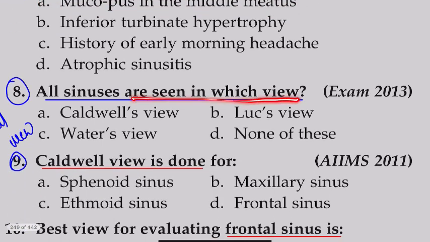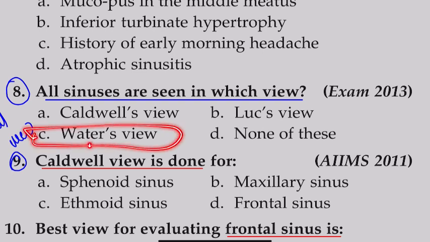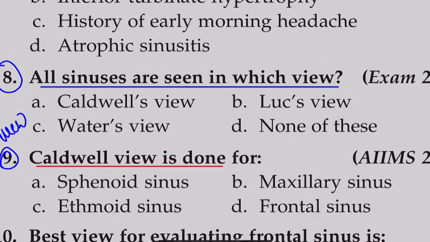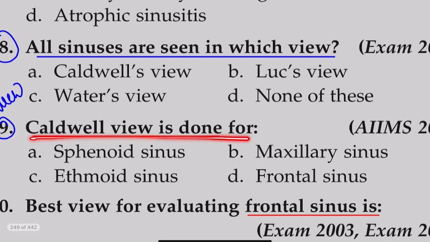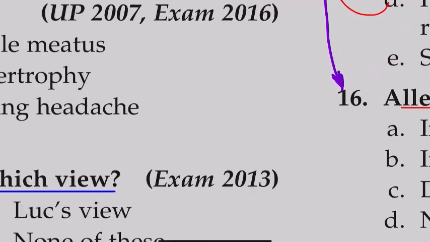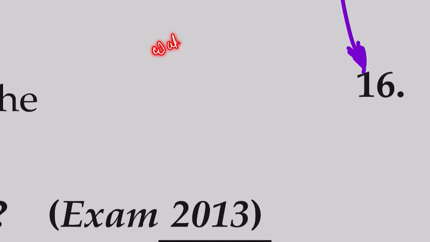All sinuses are seen in which type of view? All are seen in the lateral view, but the answer we take here is Waters view, though in Waters view the posterior ethmoidal sinuses are not seen. Caldwell view is done for the frontal sinus. Waters view is done to visualize the sinuses, but the one seen maximally is the maxillary sinus.